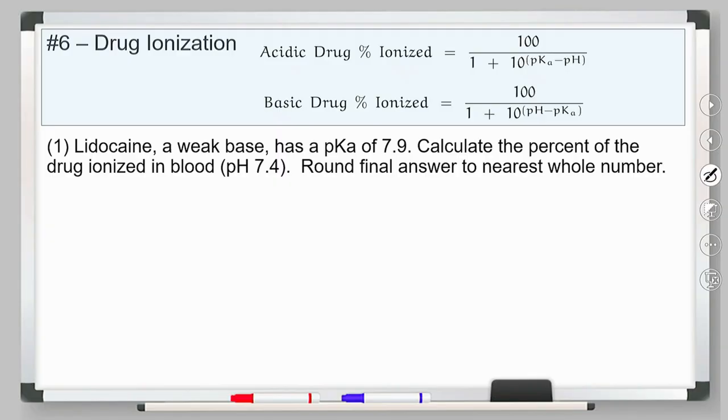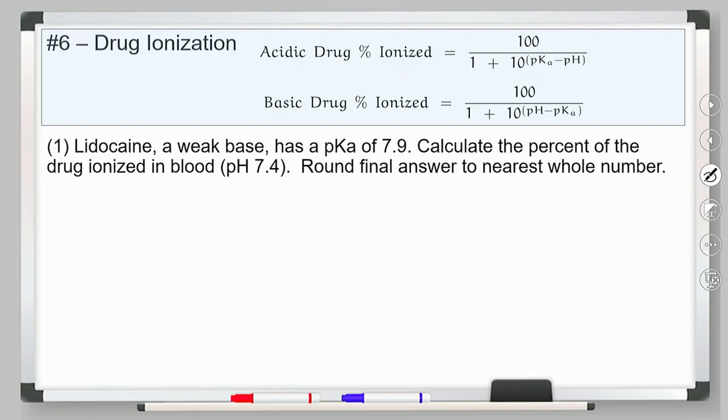Let's move on to the last one, which is drug ionization. The take-home message here is a drug generally has to be unionized to be absorbed. If it's an ion, if it's charged, it doesn't get absorbed from the GI tract very well. So if it's unionized, it's absorbed well. If it's ionized, it's not absorbed well. And again, our pH goes from a low pH of 2 in the stomach to a higher pH in the intestine of usually closer to 8, okay?